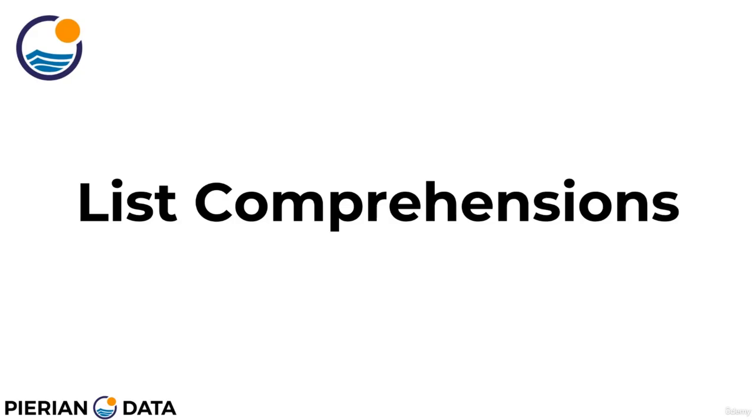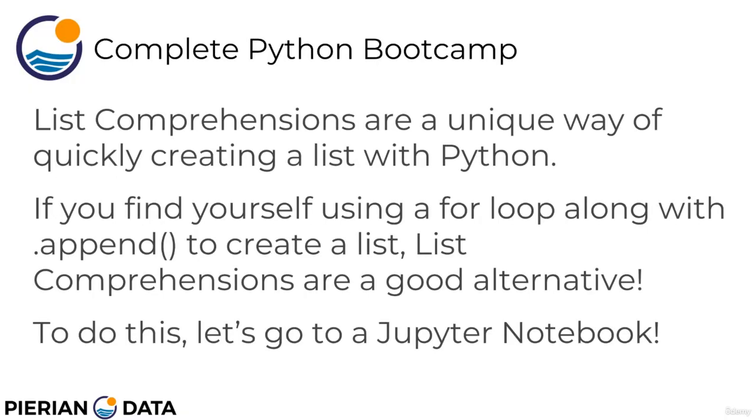Welcome back. Before we finish off this section and head over to your assessment test, I want to quickly discuss a concept known as list comprehensions. List comprehensions are a unique way of quickly creating a list with Python. So if you're ever in a situation where you find yourself using a for loop along with an append statement that goes over and over again through a for loop to create a list, list comprehensions are a good alternative to this method. So to show you what I'm actually talking about, let's jump to a Jupyter notebook.